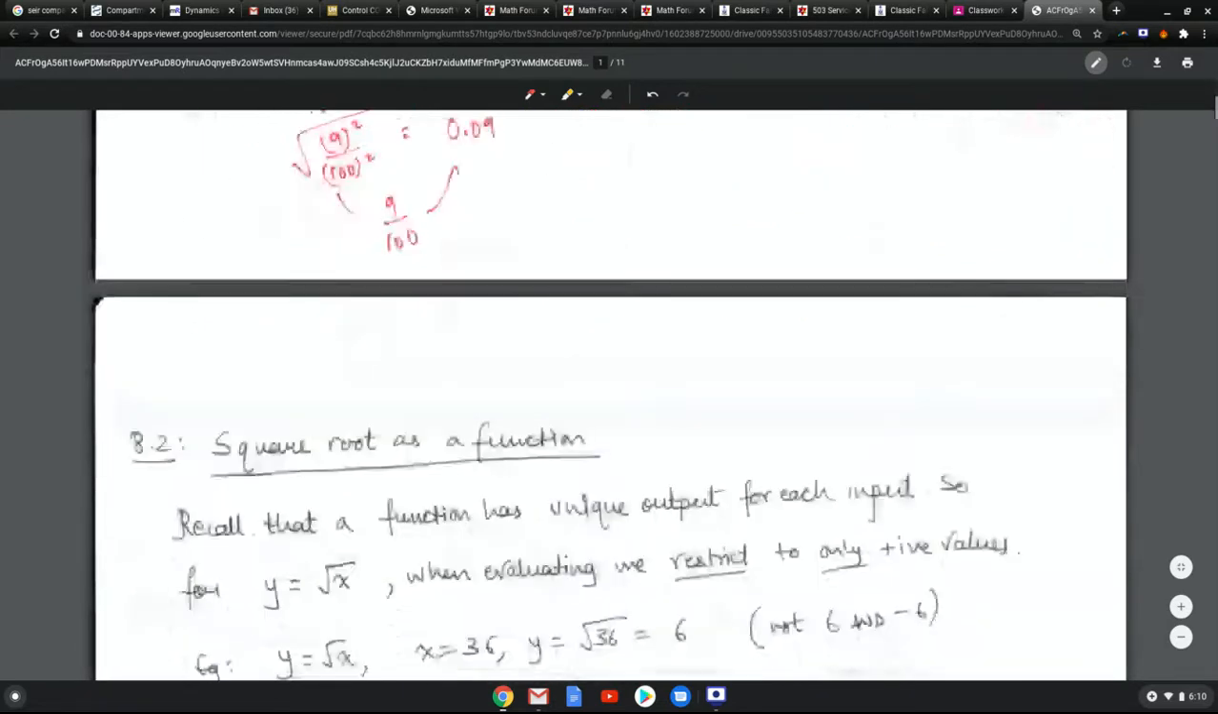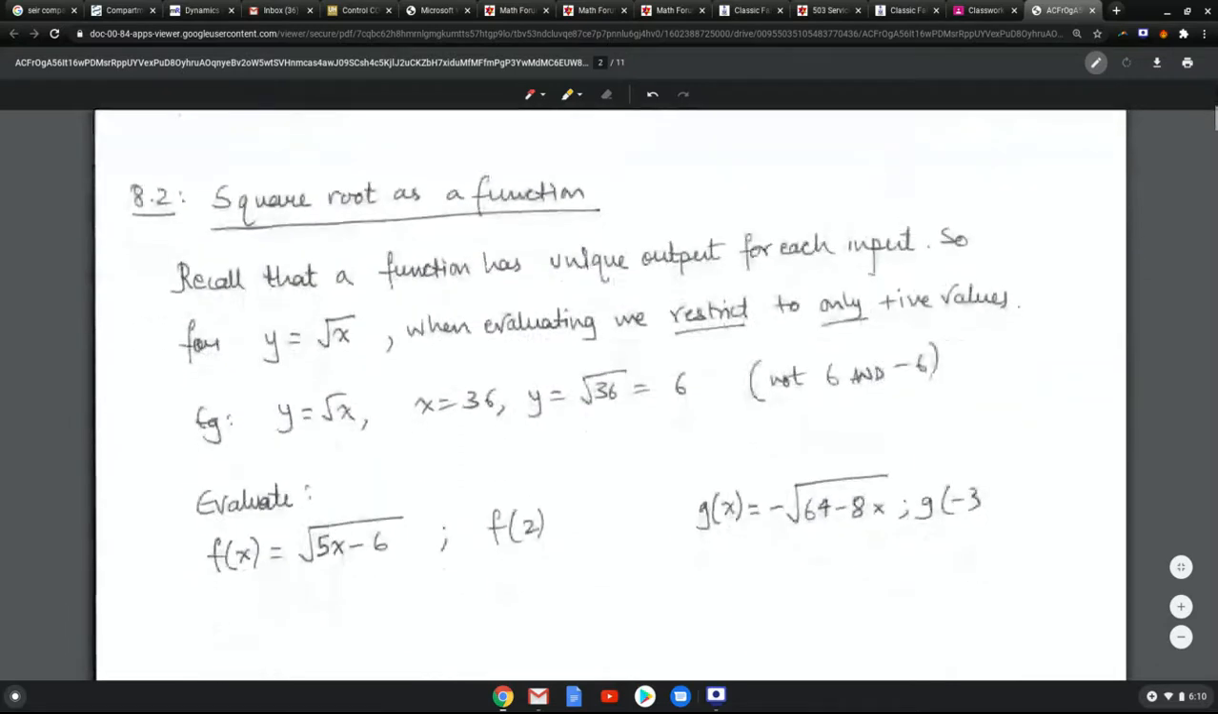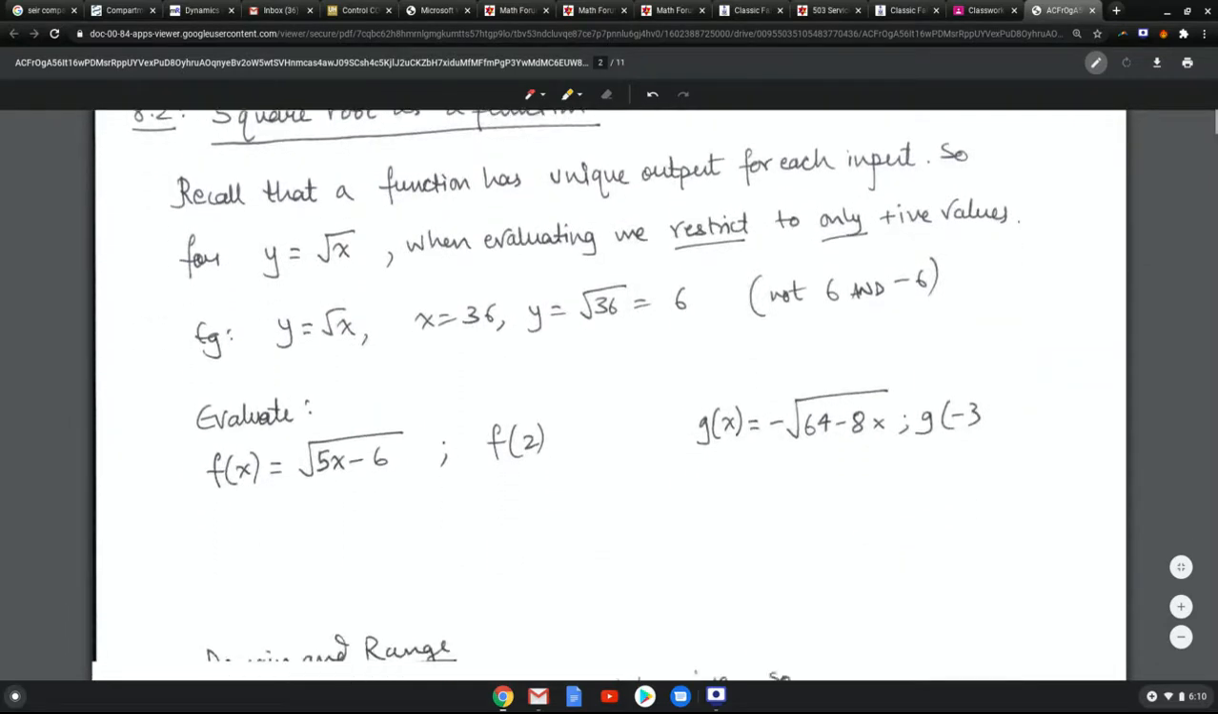Square root as a function. Recall, right at the beginning of the semester, we talked about what is required for something to be a function. We need a unique output for each input. So for y equals root x, when evaluating, we restrict to only positive values. Example, y equals root x. If x is 36, then the square root of 36 is 6, not 6 and negative 6.